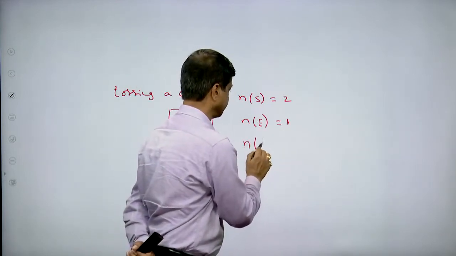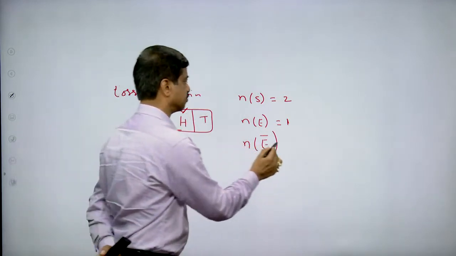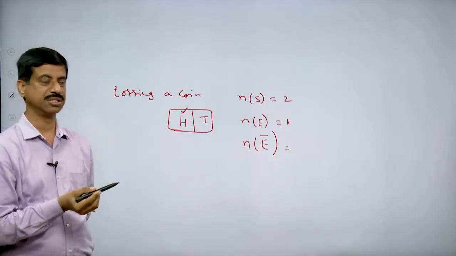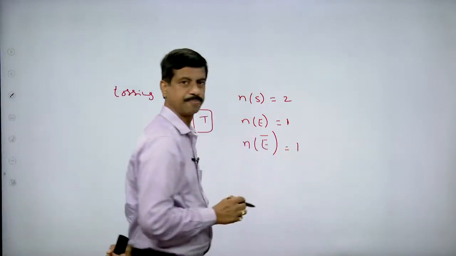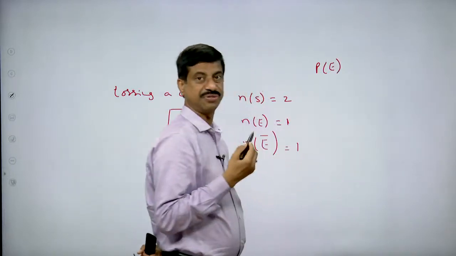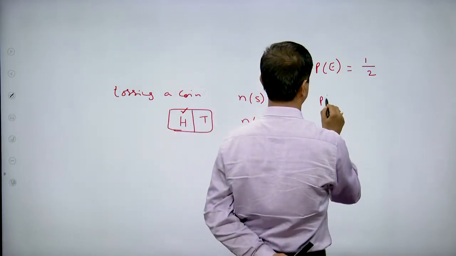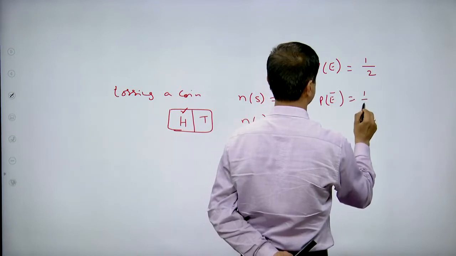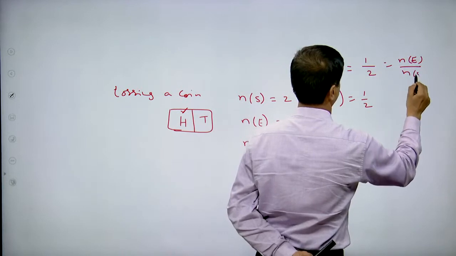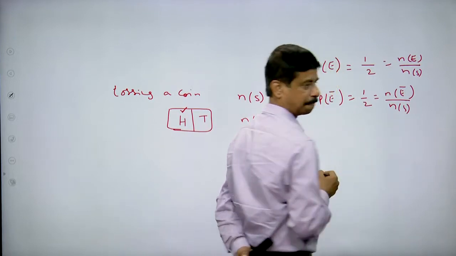The non-favorable event is denoted by n of e bar, which is getting a tail. How many times do we see tail? Only once. Therefore, n of e bar is also 1. The probability of the favorable event, the event which we wish to happen, is n of e by n of s. The probability of the non-favorable event is n of e bar by n of s.